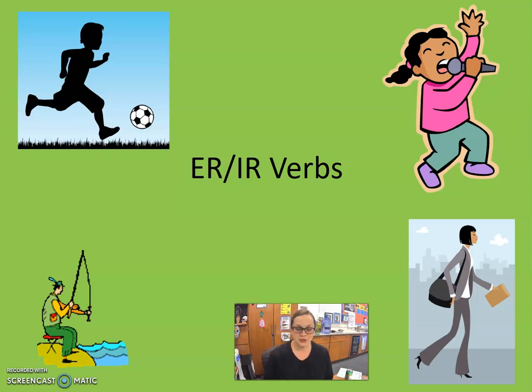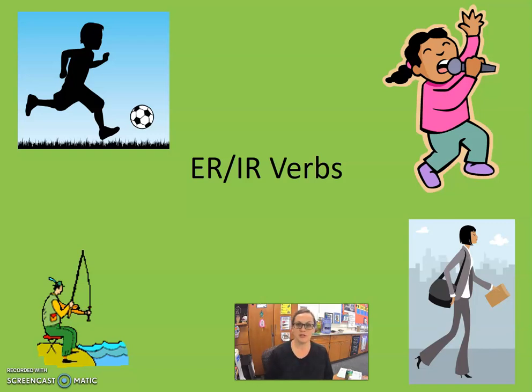Today, we are going to fill in our ER and IR verb conjugation endings. So you have that page in your notebook. You should be able to find that quickly because you put that in your table of contents. So please turn to that page. This is the page where we put the steps for conjugating and also the verb endings for AR. We're going to start there.